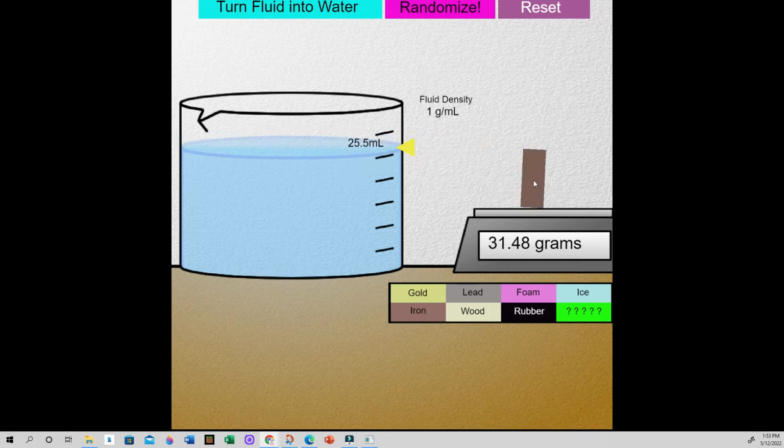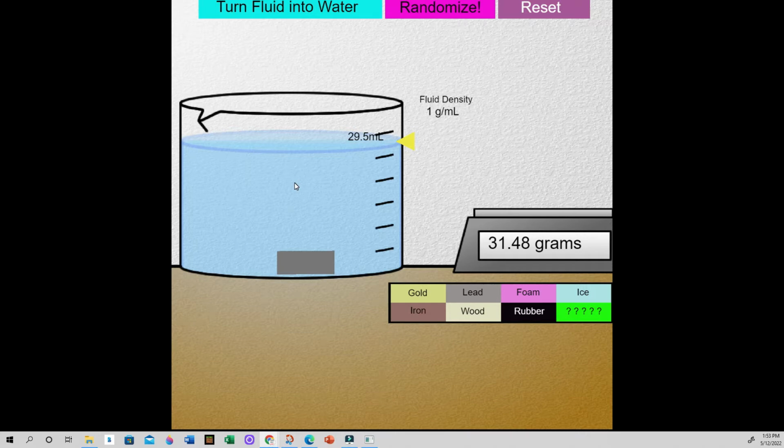Let's get a mass. All right, so the mass of my iron bar here is 31.48 grams. And now I need to figure out the volume. So there are two numbers that I want to record. I first want to record my volume just here of the fluid with nothing in it. That is 25.5. And then I want to record the volume of the water once I put my iron bar in, and that is 29.5. Okay, so that is all the data we need to calculate the density of iron.